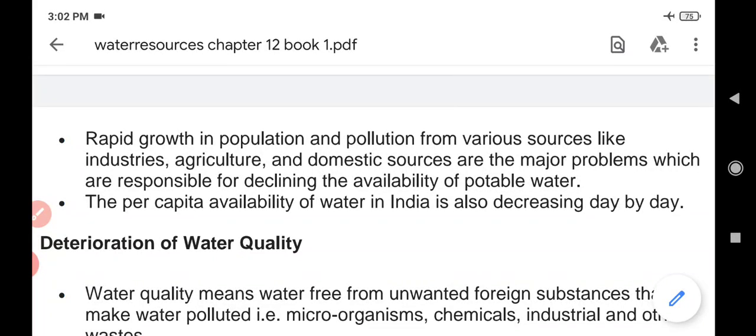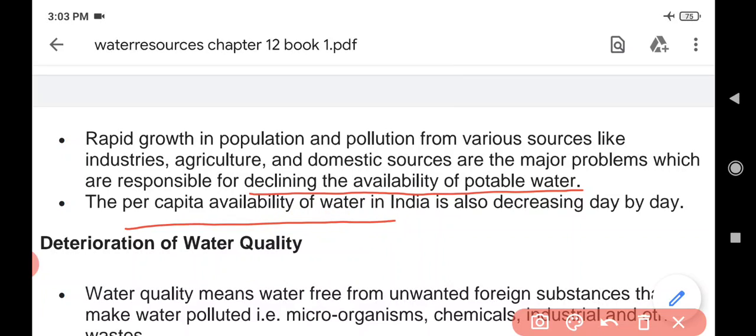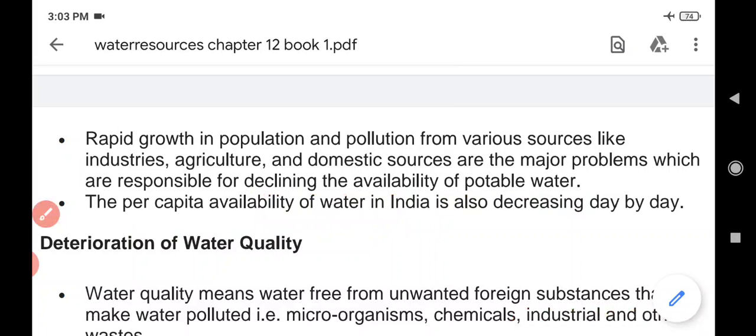So what are the two major problems related to water? That is declining availability of potable water, meaning availability of good quality water, and second is per capita availability of water. These are the main problems related to water availability.